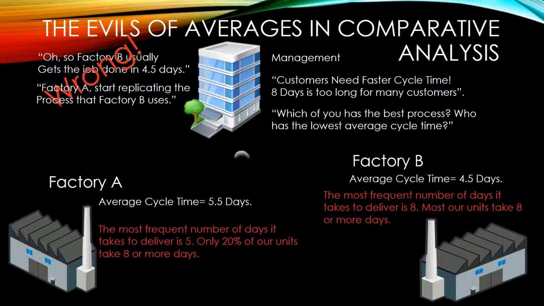So we're left kind of perplexed. How is it possible that Factory B has a lower average cycle time than Factory A, when most of the time it takes 8 days or more to complete their widget? How is this possible? Well, let's take a look at their histograms to get a more meaningful and knowledgeable understanding of their processes.